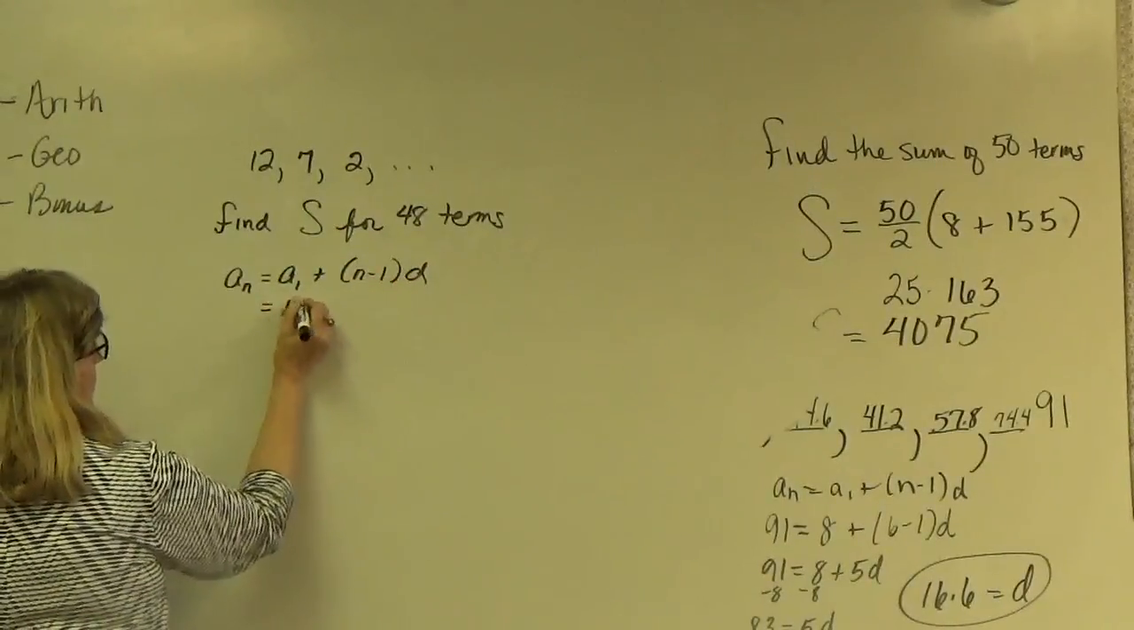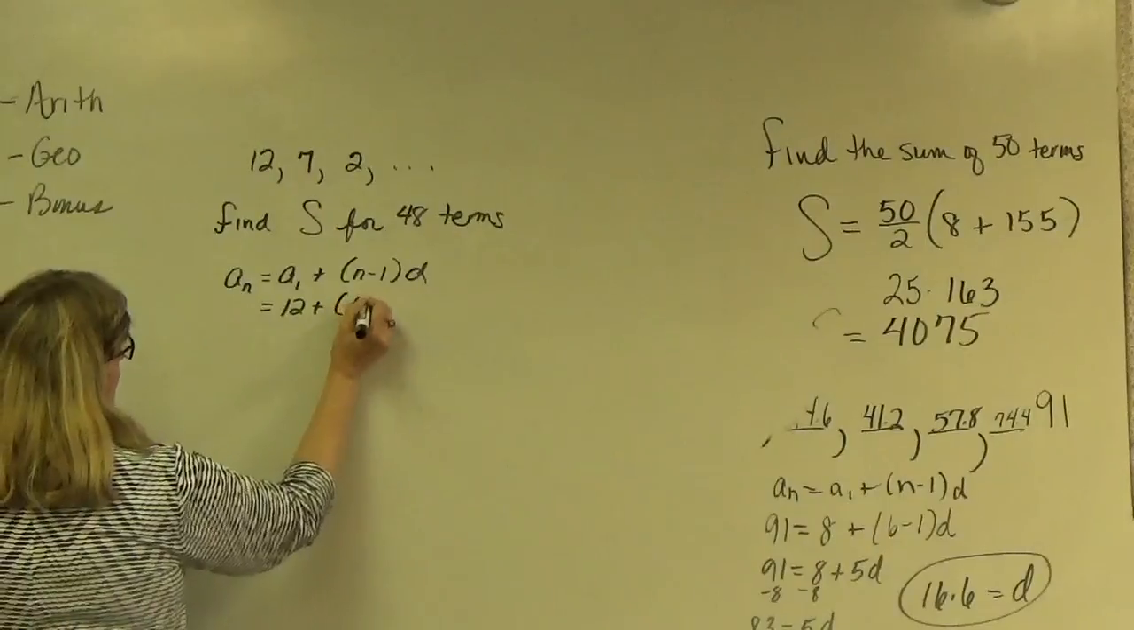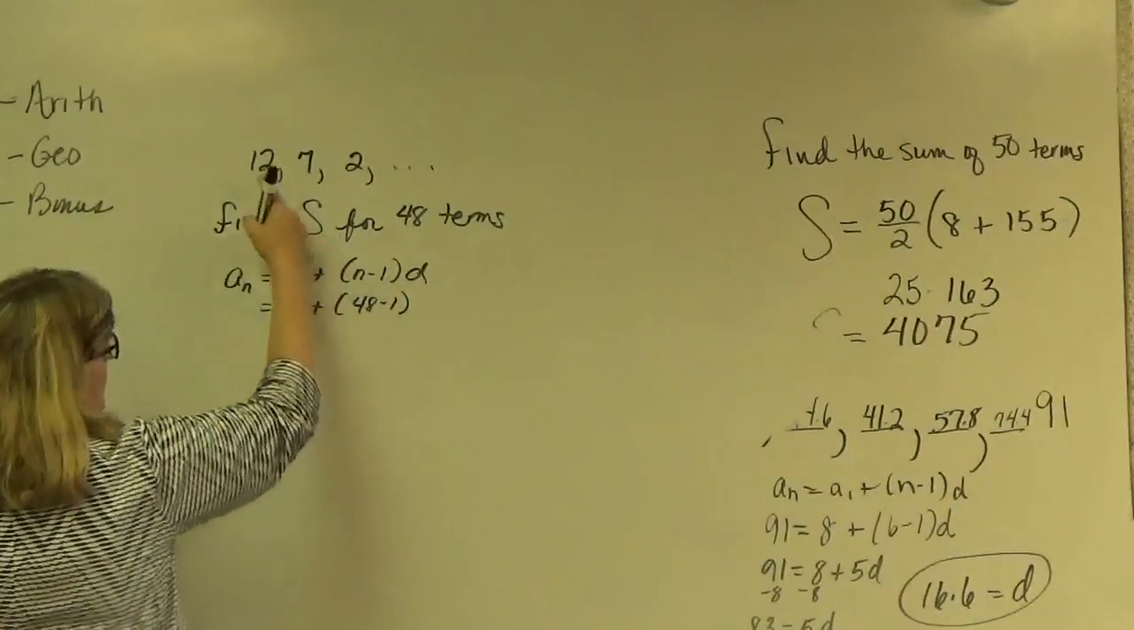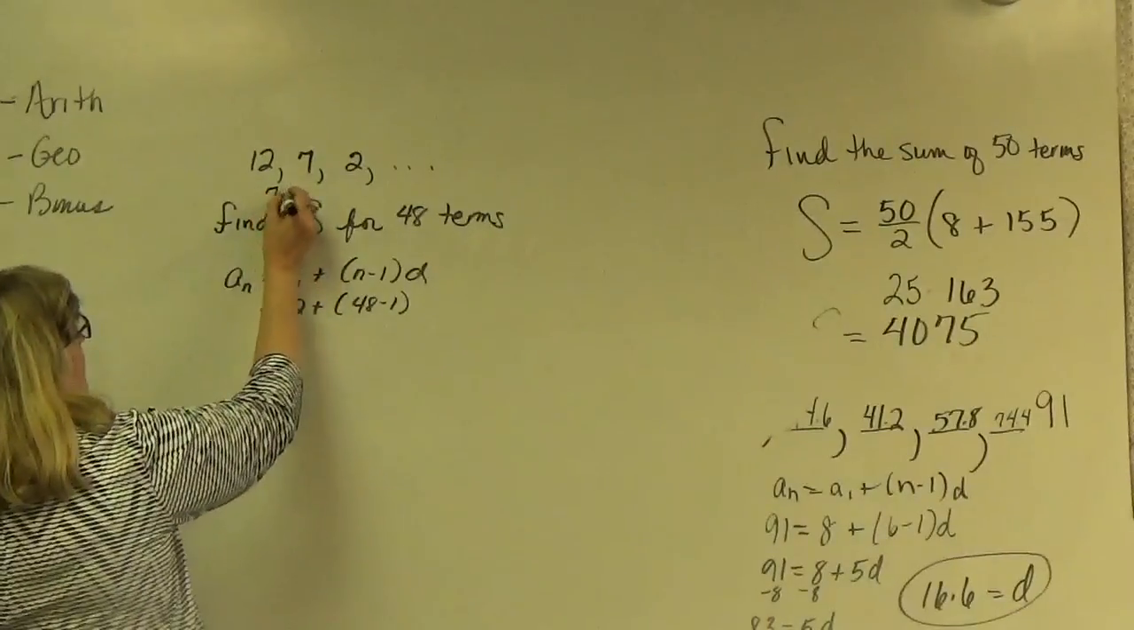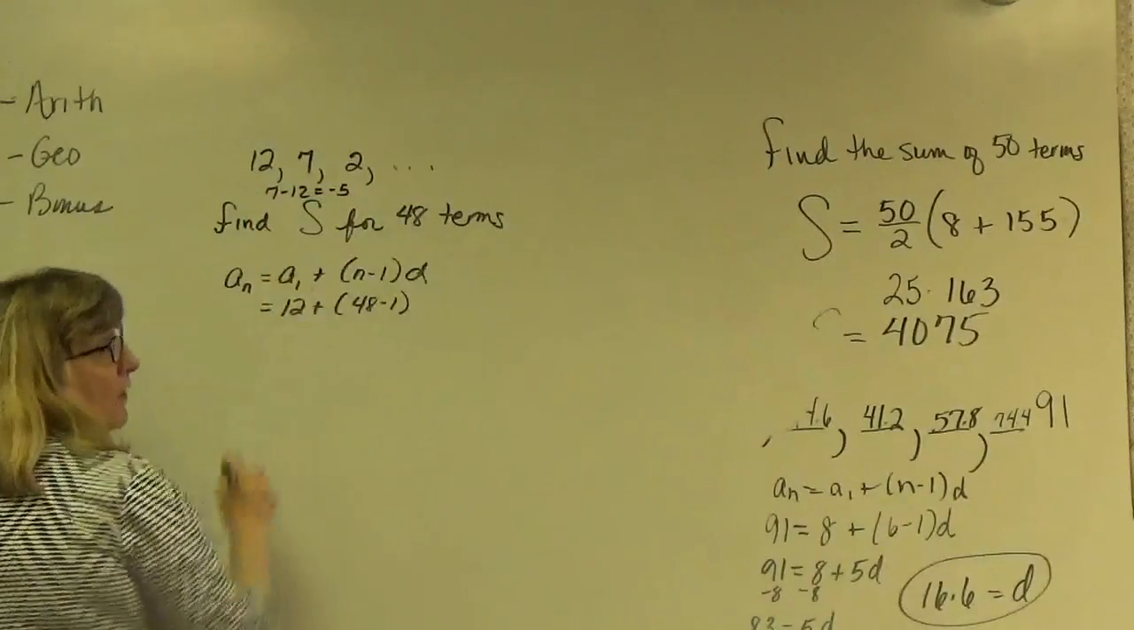So our first term is 12. The number of terms is 48. And the difference, what's the difference? What am I doing to get to the next term? Subtracting 5. 7 subtract 12 is negative 5.